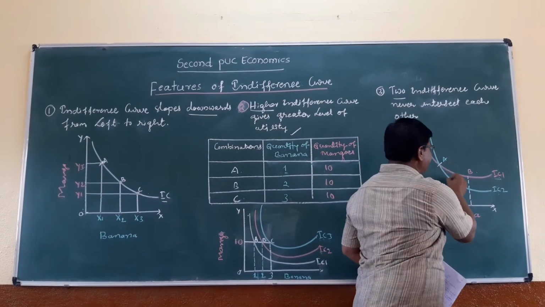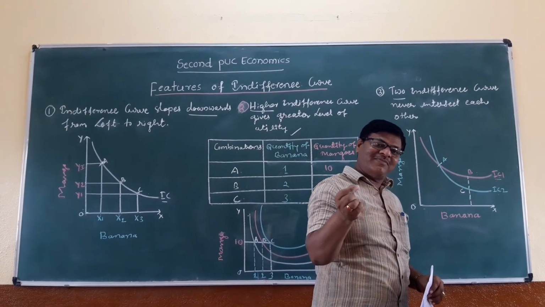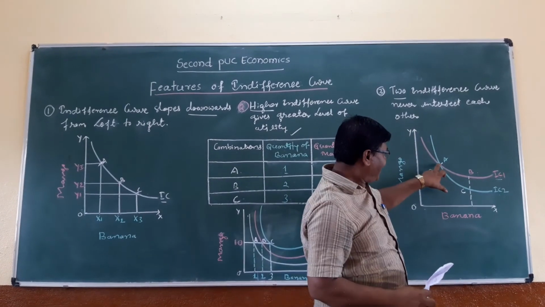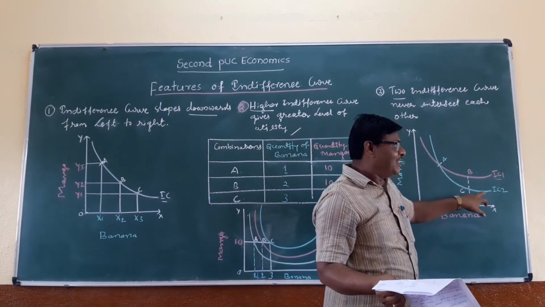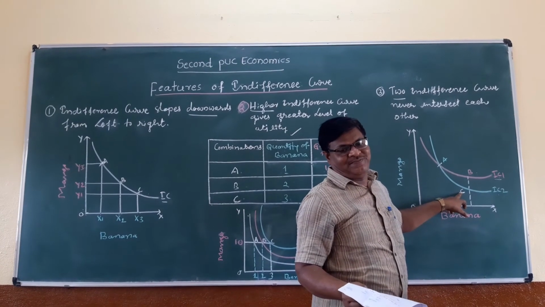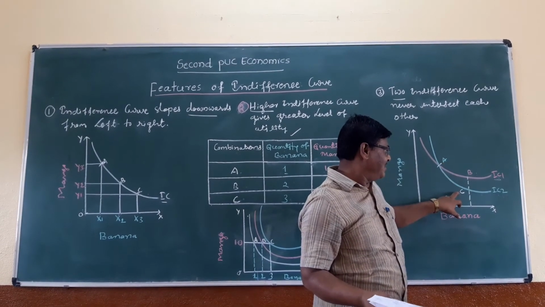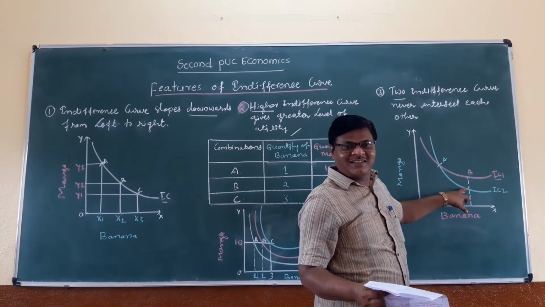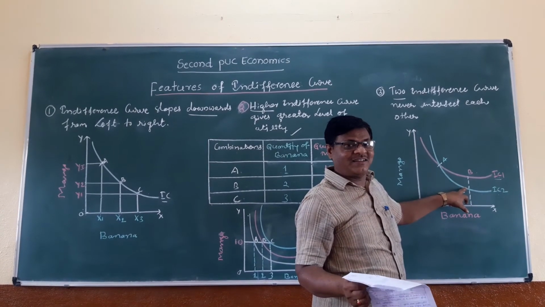And A and C lie on the same indifference curve 2. These A and C give the same level of satisfaction. So two combinations give the same level of satisfaction, and there is a conflict. The feature or property is that two indifference curves never intersect each other.